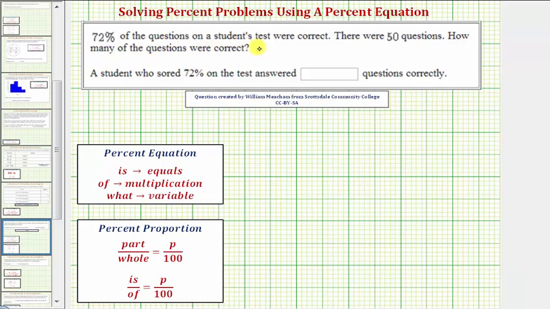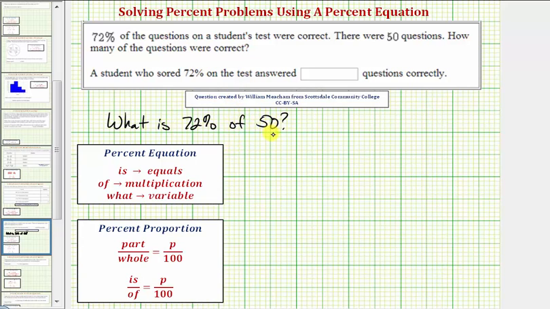72% of the questions on a student's test were correct. There were 50 questions. How many of the questions were correct? To determine the number of correct questions, we need to answer the basic question, what is 72% of 50, since there are 50 questions?